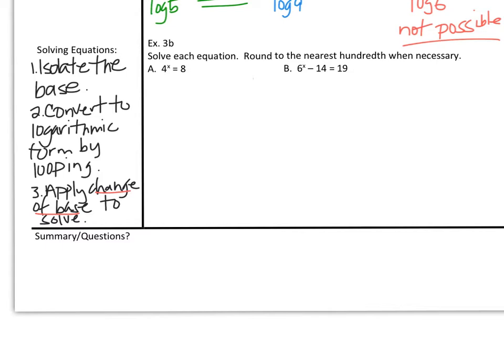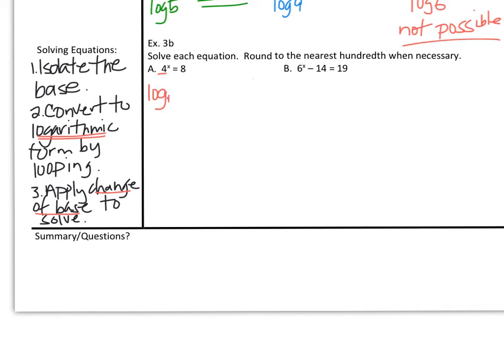In step 1, we isolate the base. Looking at this problem, that's already done for us. The base is 4 because we're raising that to the x power. The second thing we'll do then is convert to logarithmic form by looping. And remember, when we convert to logarithmic form, we start off just by writing that prefix log. The base for our exponential equation is the base for our logarithm.